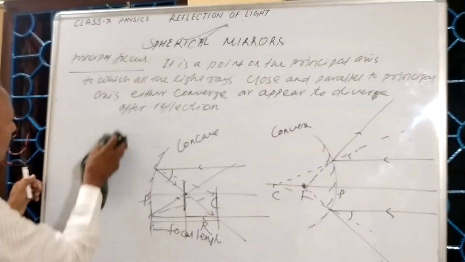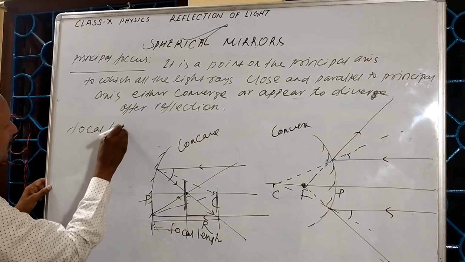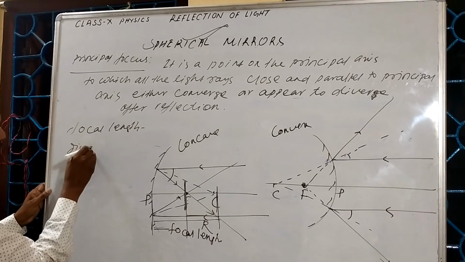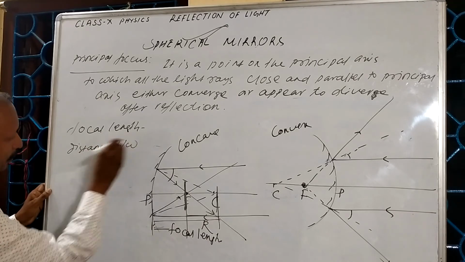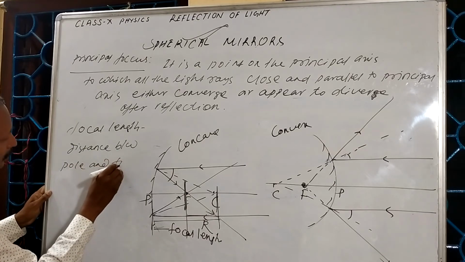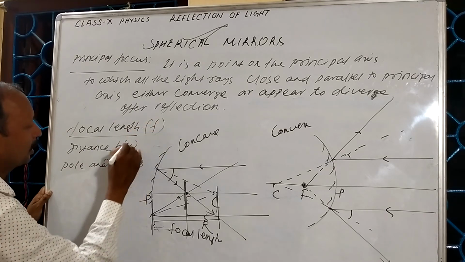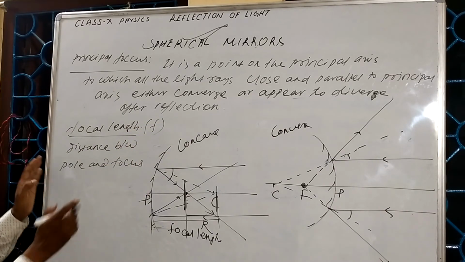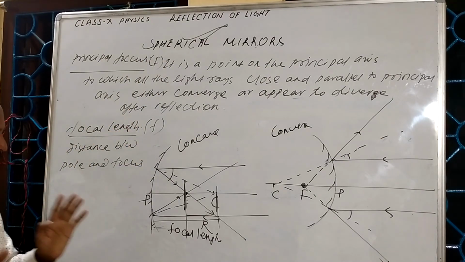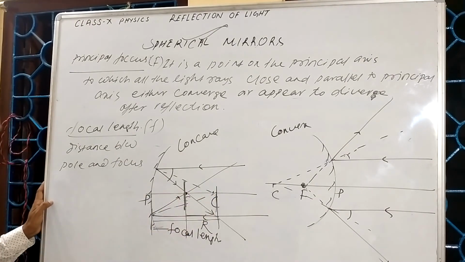Okay. So next point I said focal length. Focal length: the distance between pole and focus. It is denoted by the letter small f. Focus is the capital F. Focal length is the small f. So, F is in between P and C.